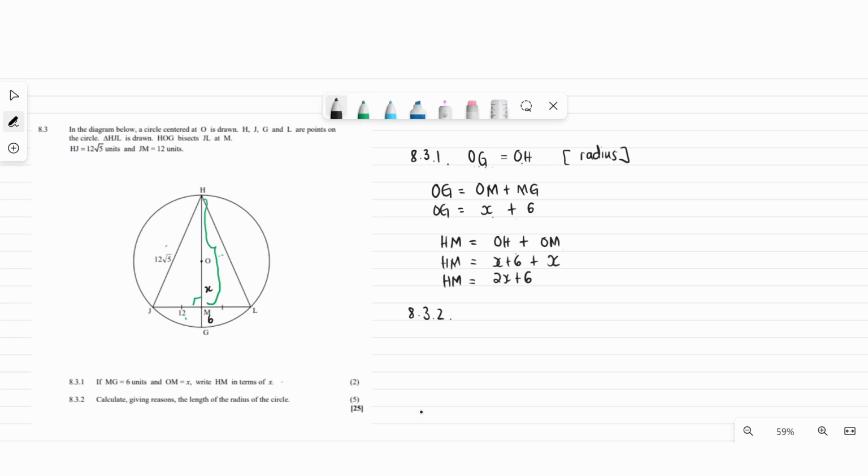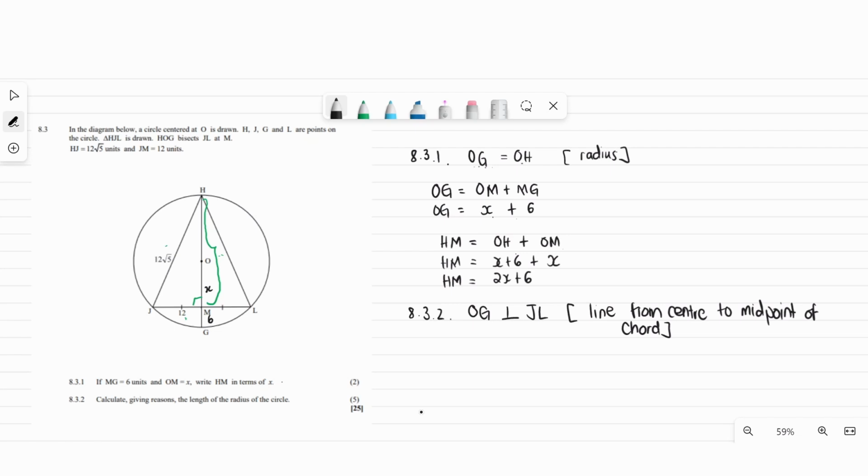Stating the fact that OG is perpendicular to what? To JL, right? So we're going to say OG is perpendicular to JL. And your reason is going to be what? Line from center to midpoint of chord. Midpoint of chord, that will be your reason. Then from there we can use what? Theorem of Pythagoras to actually find the remaining side.